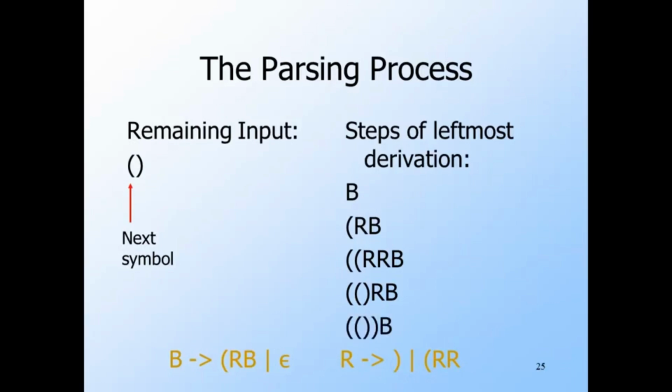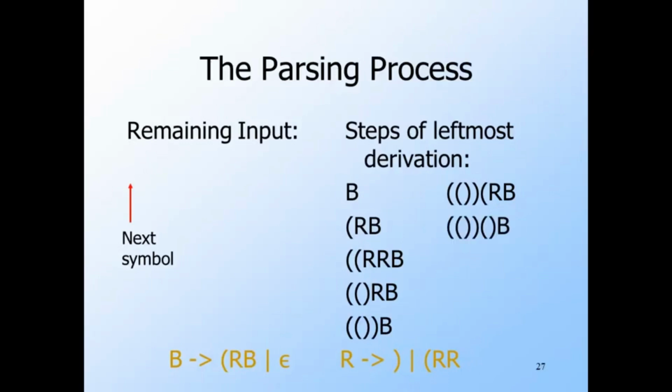Here the left paren is the next input, and we must expand B. The choice is the first production for B. Now R is the leftmost variable. We're up here now. And the next input is the right paren. So we replace the R by right paren using the first production for R. That's that.